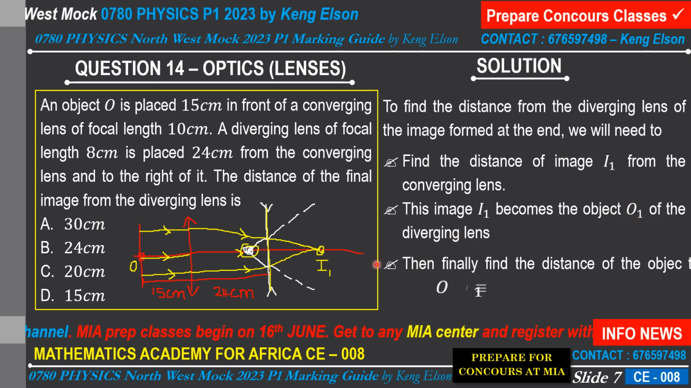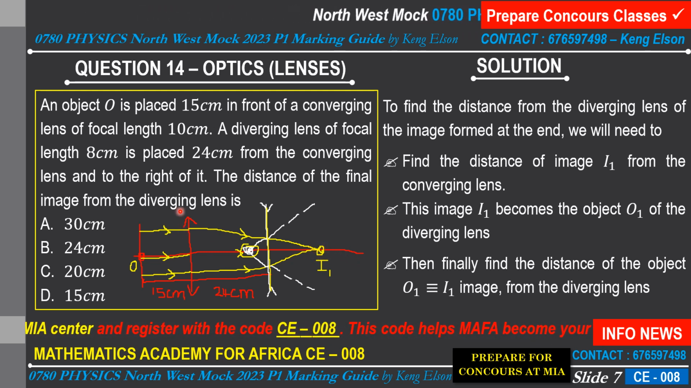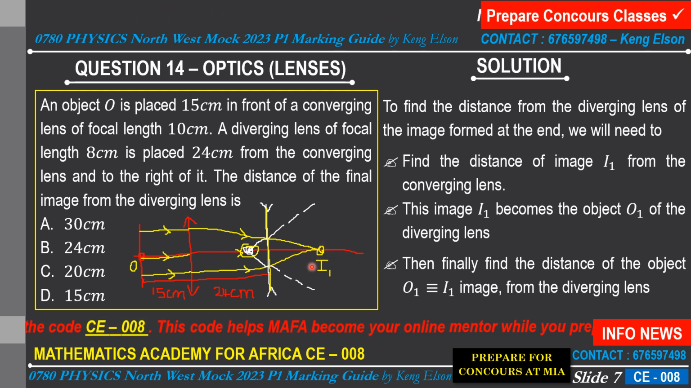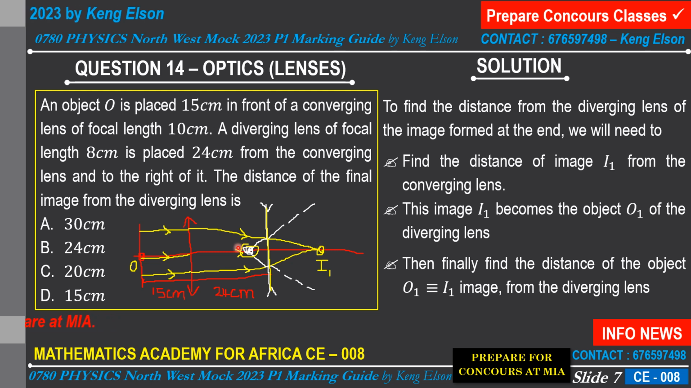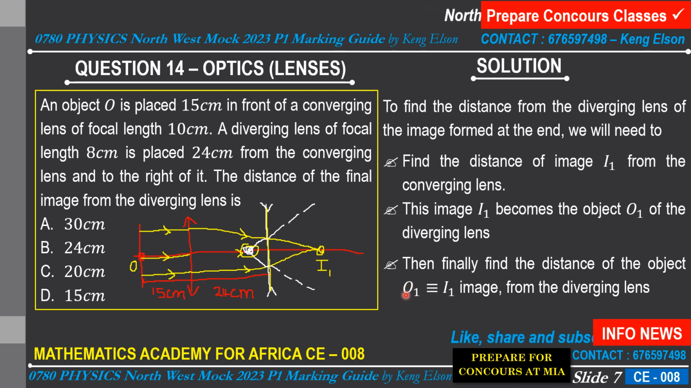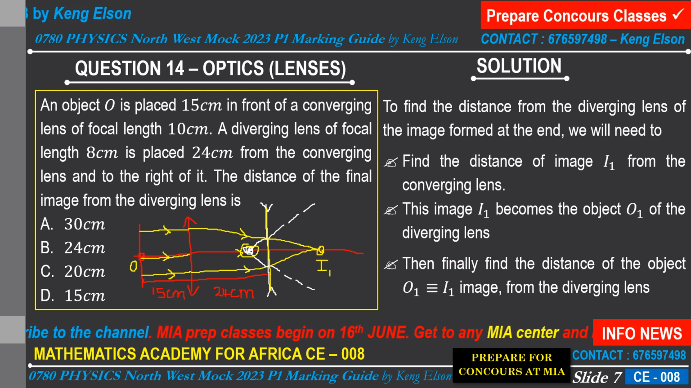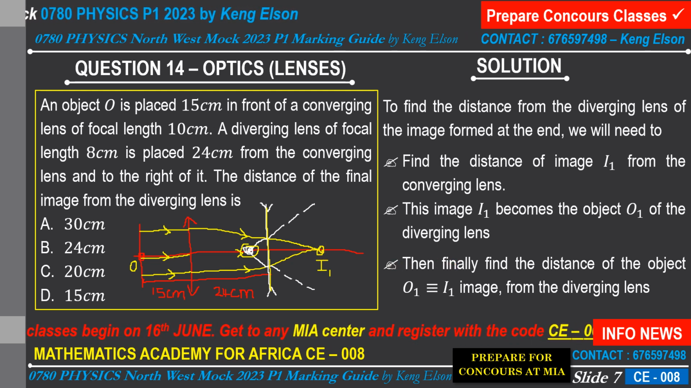Then we are now going to find the distance from this image, which is from the converging lens. We are going to find its new distance from the diverging lens. Since it is the object of the diverging lens, its image distance becomes our final image distance. So we are going to find the distance of the object, which is O1, and this object is definitely the image of the converging lens, which is I1. So we are going to find the distance from the diverging lens. Okay, and that is it.